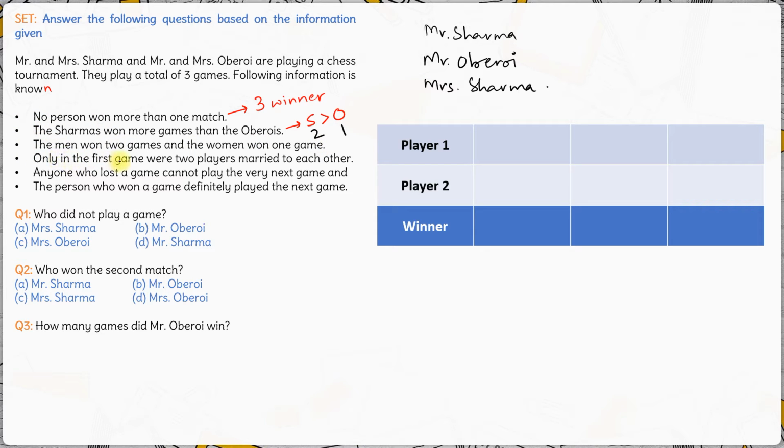Next, only in the first game were the 2 players married to each other. So let's say this is match 1, this is match 2 and this is match 3. Only in the first match did a couple play; otherwise the couples never played together. Anyone who lost a game cannot play the very next game, so the loser cannot play the next game. The person who won a game definitely played the next game. So the winner is going to play the next game here.